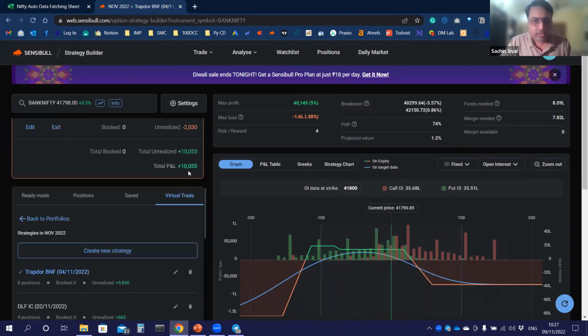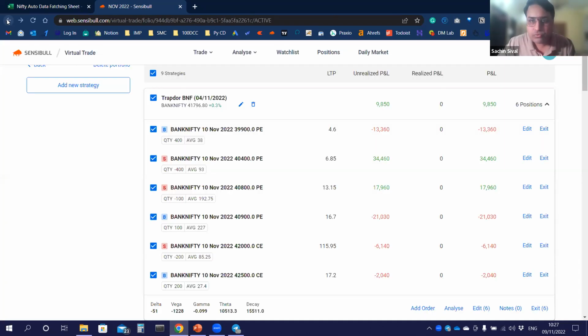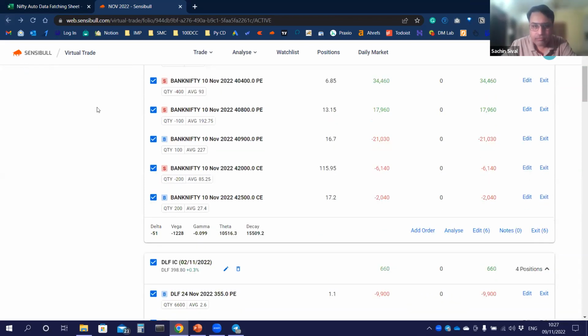Right now it's around 10,000 rupees profit, and the maximum profit is around 40,000. 74% is the probability of this strategy, and it is trading within our range, so we don't need to bother about what is happening in the market right now. If you check the last 2-3 days, there has been very high movement in the market, but you don't need to bother if you are creating such strategies.